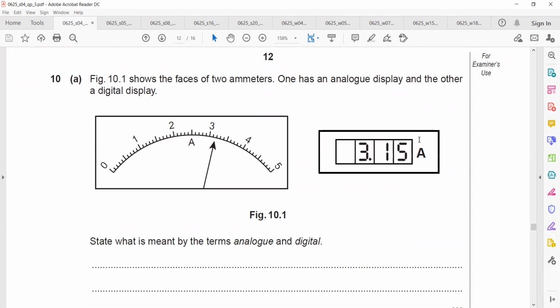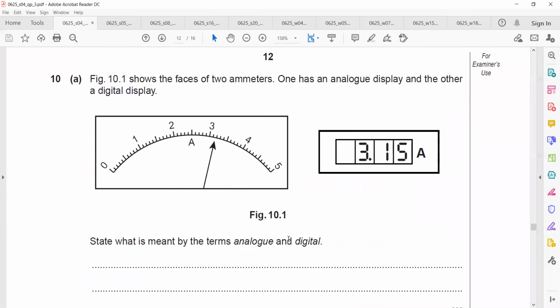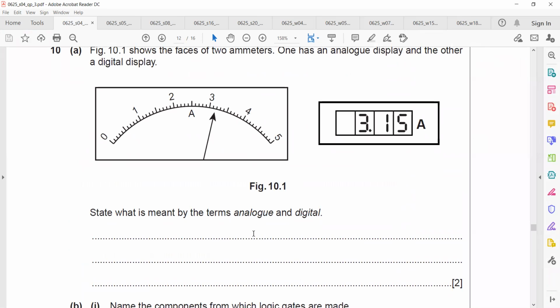Figure 10.1 shows the faces of the two ammeters. One has an analog display, another one has a digital display. What is meant by the term analog and digital? So what's the difference between analog and digital? Analog means the quantity which shows a continuous variation.